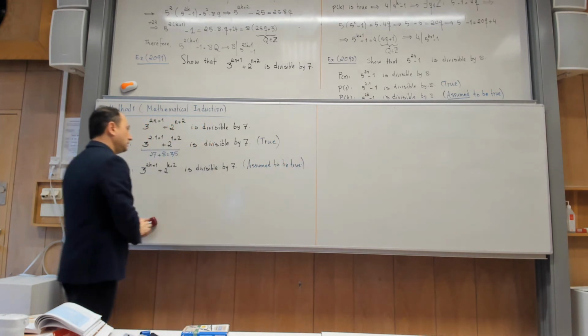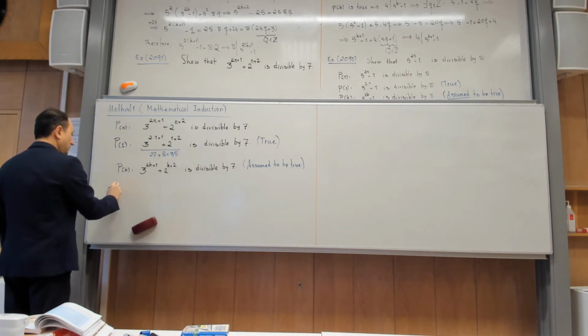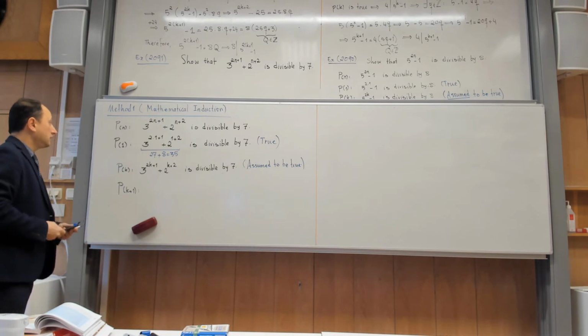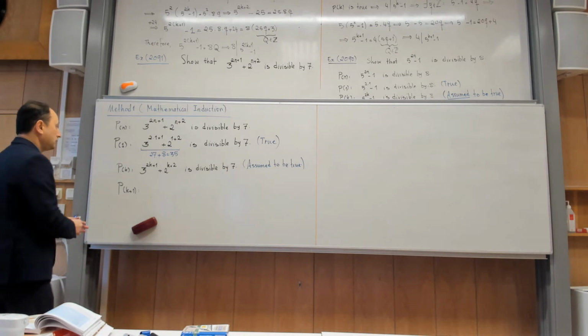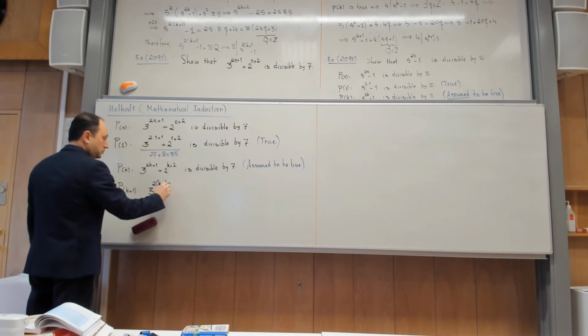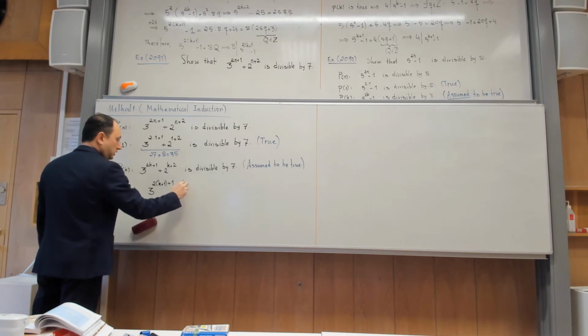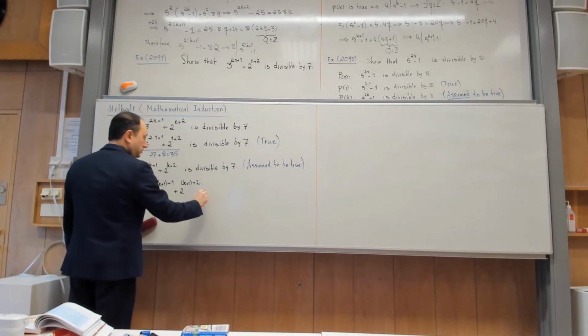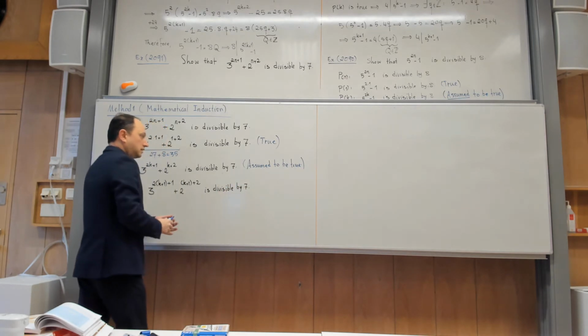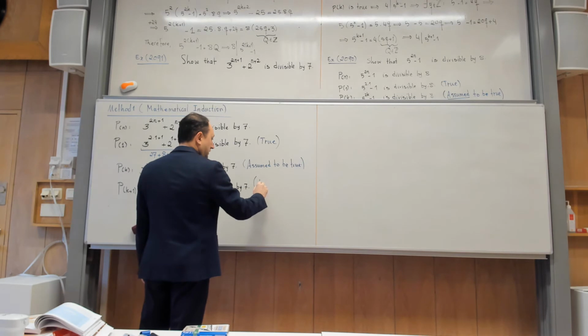Yes? And then we want to show that this statement for the next number is also true. So make sure that you don't make mistakes. When you write P of k plus 1, it means that you have to replace k with k plus 1. So this becomes 3 to the power of 2 times (k plus 1) plus 1, in a pair of brackets, and then plus 2 to the power of k plus 1 plus 2 is divisible by 7, to be proven. Yes?